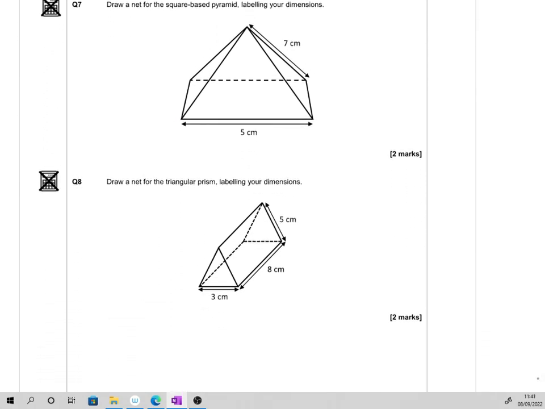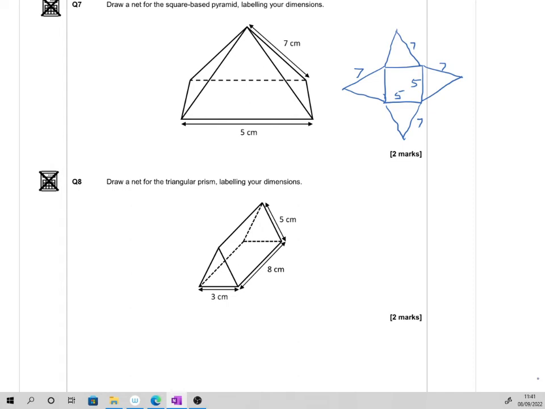Draw a net for the square-based pyramid. Right, so we've got to draw a net. So the square base 5 by 5. So we need a 5 by 5, and then the sides are 7. So we need 7 that way, 7 that way, 7 that way, and 7 that way.